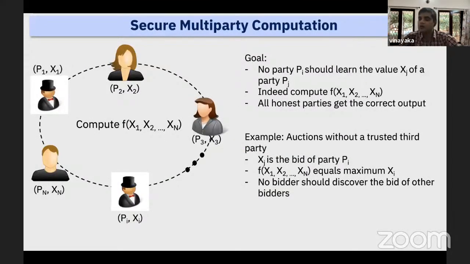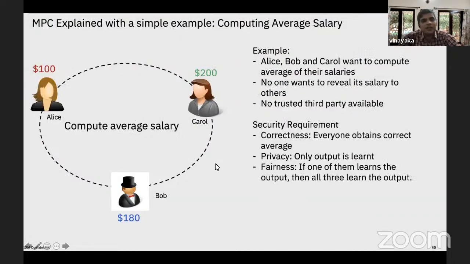Okay. Now, what will be the game? The game will be, we will look at secure multi-party computation. So, let's actually jump into the example itself. Here, as in all cryptographic protocols, there are always Alice, Bob, Carol. These are the characters, and they all have come together.